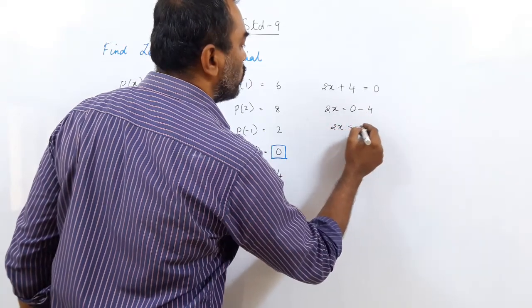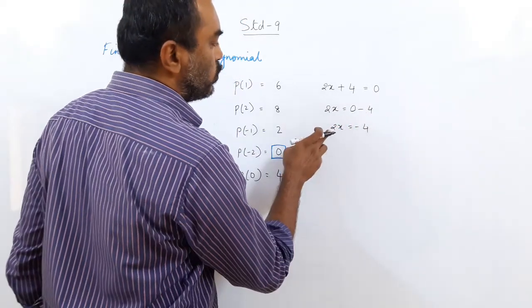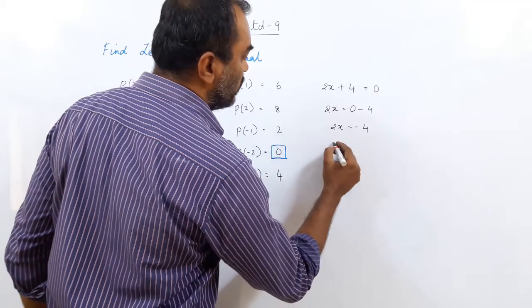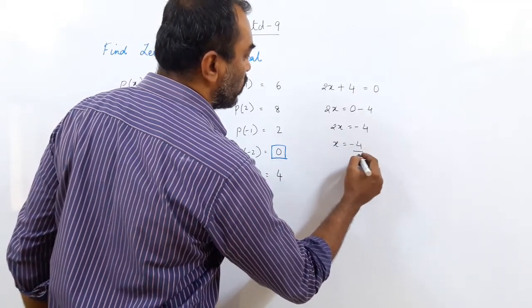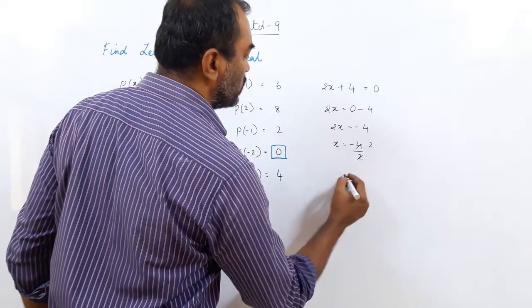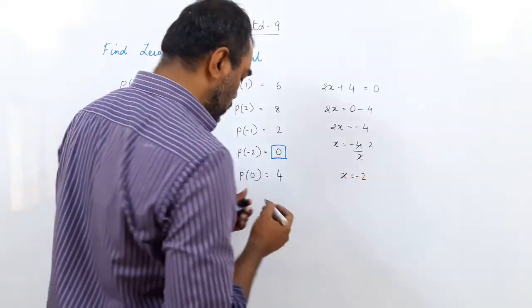So 2x equal to minus 4. Now 2 is in multiplication, goes into division. So x equal to minus 4 upon 2. 2 1s are 2, 2 2s are 4. So x equal to minus 2.